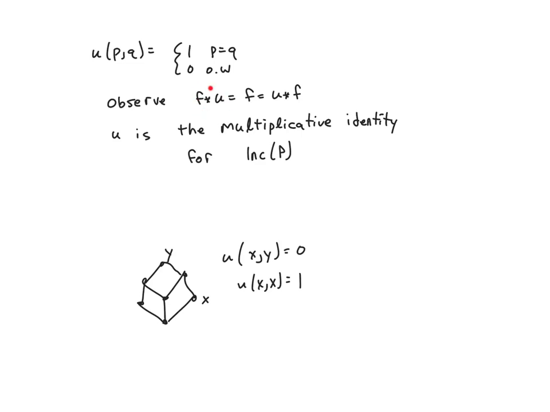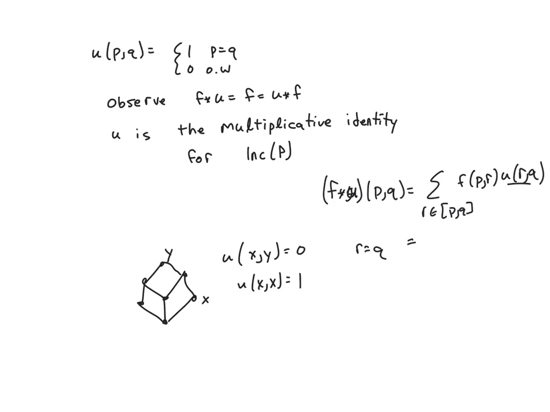And it's worth pointing out, if you run through the convolution, f convolved with u is equal to f is equal to u convolved with f. I can at least do the first one. If I apply this to PQ, we know by definition of convolution, we're going to sum over all r in the interval PQ, f applied to PR, times u applied to RQ. Well, u of RQ is 0 in all cases except when r is equal to q. So the only term in the summation that survives is when r is equal to q. In all other cases it's 0.